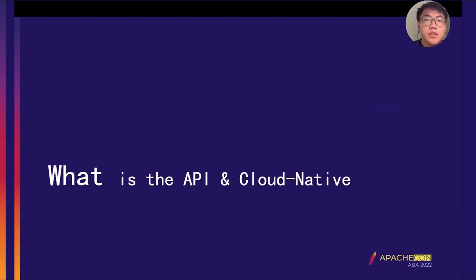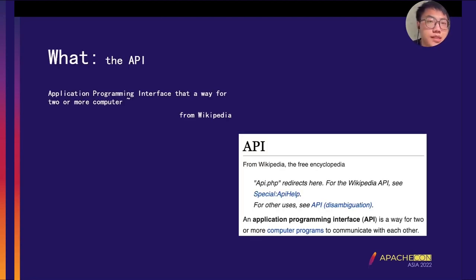So let's start with the talk's first part. What is the API and what is cloud native? First, the terms we look at are API and microservice. So here are the definitions of API and microservice. Let's check it out on Wiki first. API is short for application programming interface, and it is a way for two or more computer programs to communicate with each other. Yes, this is a typical definition of a computer abstraction interface, communication method, and so on, something like this, which I believe is well understood by students with a strong computer foundation.